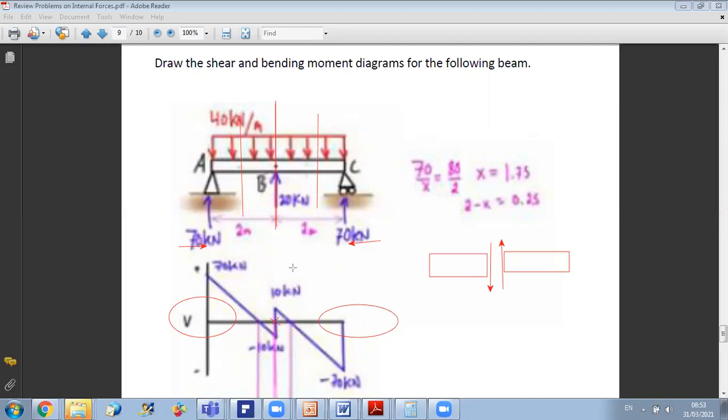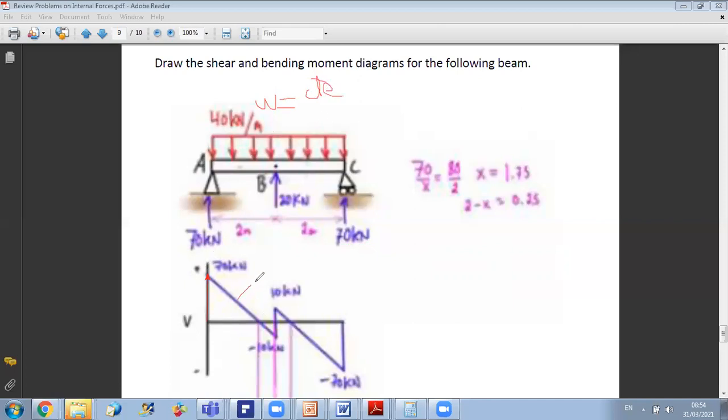So here, let us do it for the shear. To start with, I have an upward reaction at A of 70, so I will start with a value of shear equal to plus 70. Then from A to B, I have omega constant. When omega is constant, this means that V is linear. And since omega is downward, V is decreasing. So the slope is equal to minus the value of omega, which is 40. So the slope is minus 40.